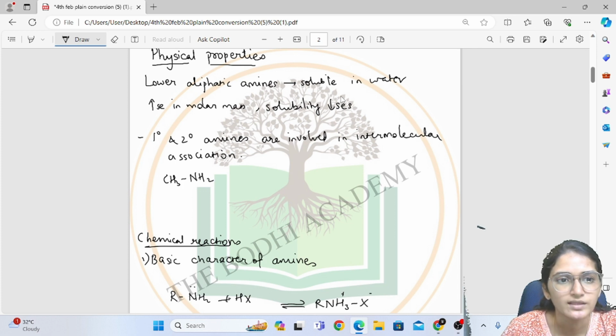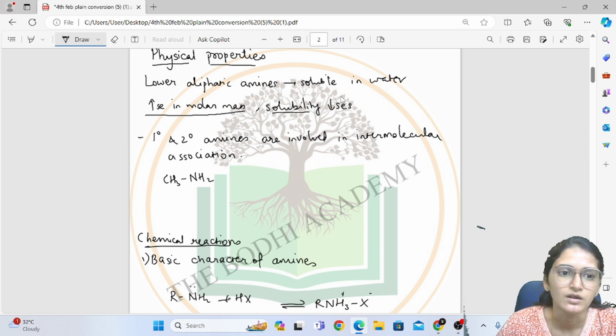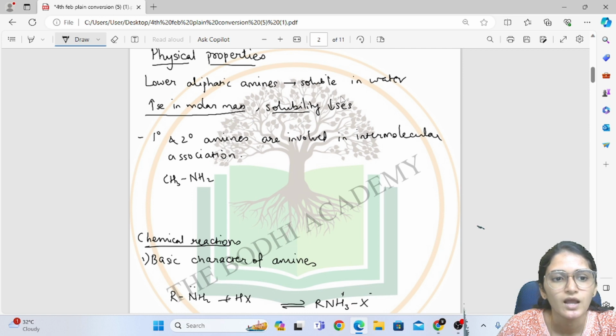But one thing you will notice here: as you increase the molar mass of the particular amine, solubility decreases. Why does solubility decrease? Because when you increase the molar mass, the hydrophobic part is increasing. Hydrophobic means it will not interact easily with water. So if you increase the size of the R group, the amine will not be soluble in water, and the solubility will decrease. Then primary and secondary amines are involved in intermolecular association.